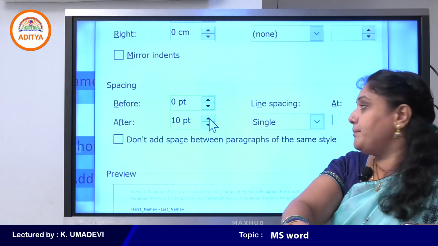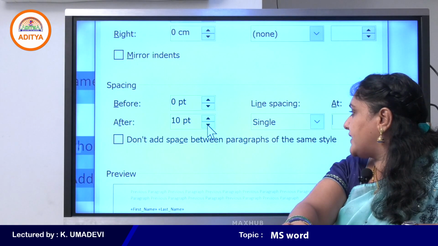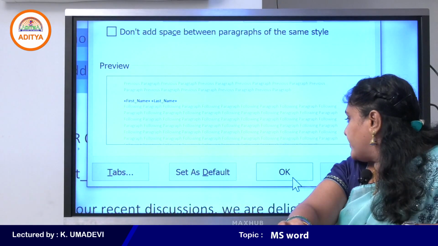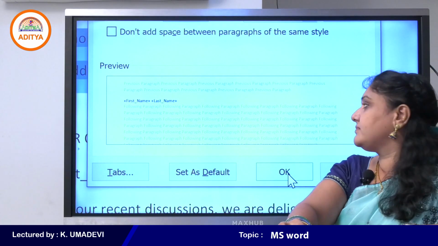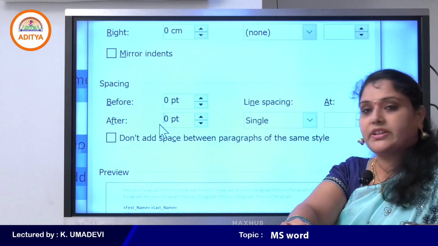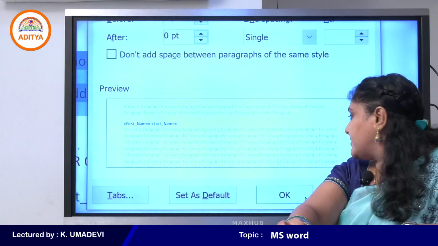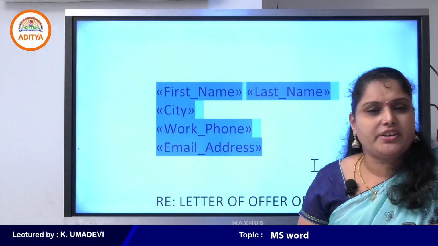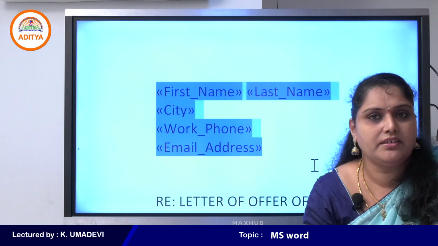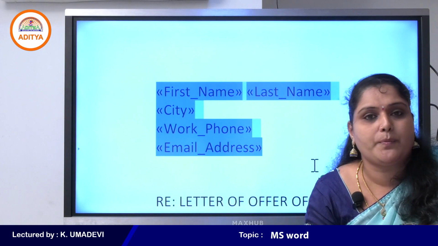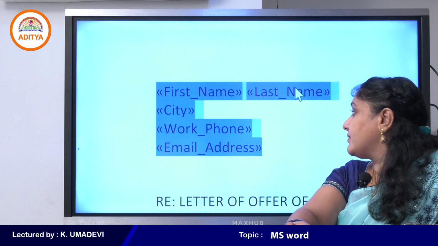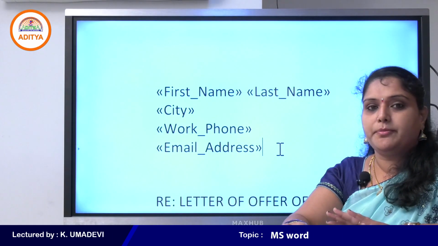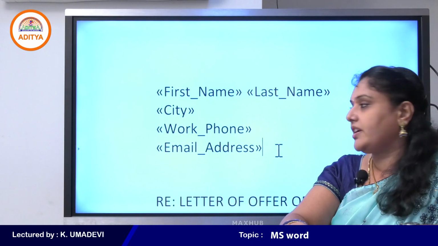Under spacing, simply select 0 points and click on OK. So after the line, just select 0 points and click on OK. Clear, students? How can we reduce the line spacing? By using line spacing options, right? Like this we can reduce the line spacing in between the lines and paragraphs, okay, students?